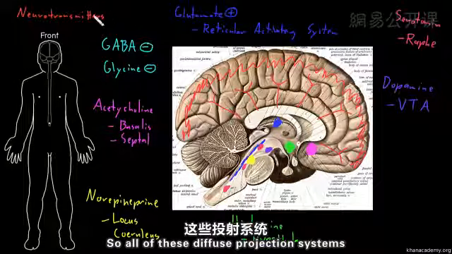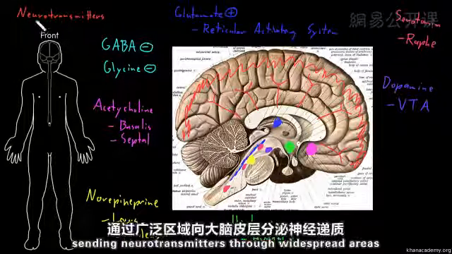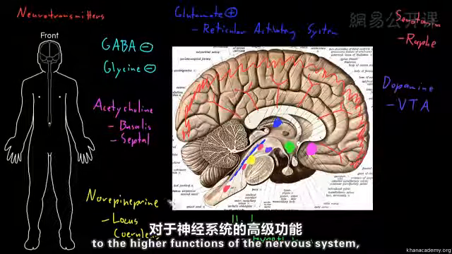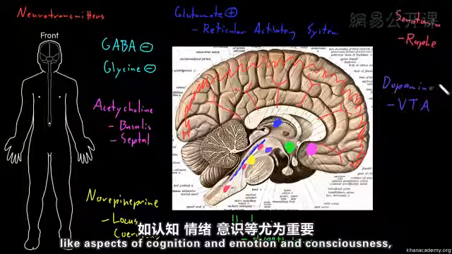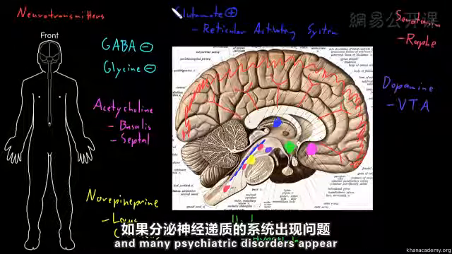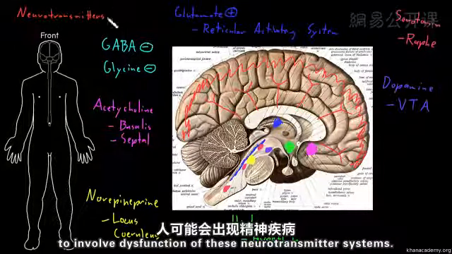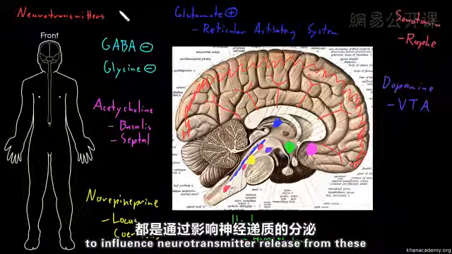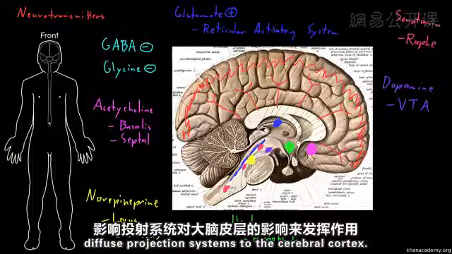So all of these diffuse projection systems sending neurotransmitters through widespread areas of the cerebral cortex are, again, very important to the higher functions of the nervous system, like aspects of cognition and emotion and consciousness. And many psychiatric disorders appear to involve dysfunction of these neurotransmitter systems, and many of the psychoactive medications appear to influence neurotransmitter release from these diffuse projection systems to the cerebral cortex.